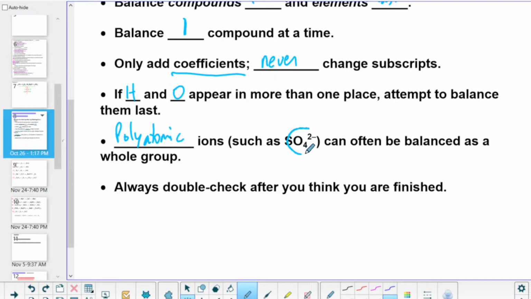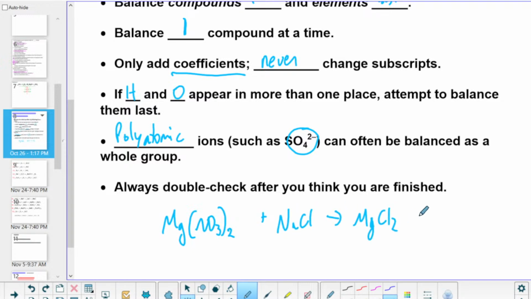Polyatomic ions, like sulfate, and you did that very well when we saw AgNO3, you kept the NO3 together, can be balanced as a whole group. So when you see AgNO3, and let's make it a little bit more complicated, let's go with Mg(NO3)2 plus NaCl goes to MgCl2 plus NaNO3.